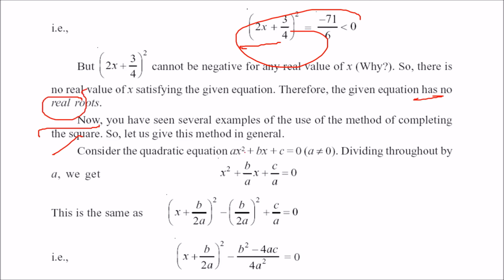So this is ax square plus bx plus c. We will talk about this because this will lead us to the quadratic formula or Sridharacharya formula.